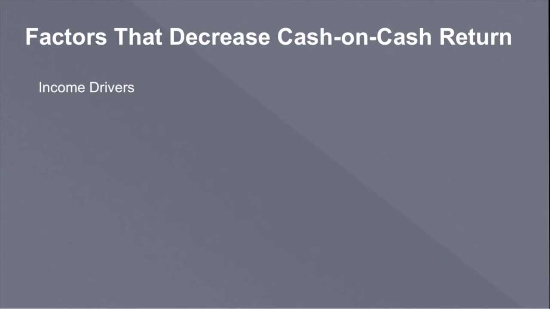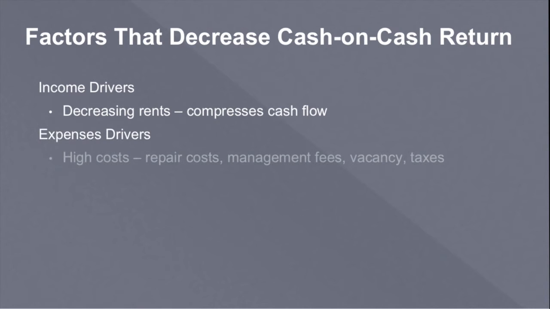Okay, so how does cash on cash return decline? Well, what if rents go down? That's going to compress your cash flow. What if the expenses go up and you have higher repair costs, management fees, higher vacancy, higher property taxes? In many areas, property taxes change. What about insurance cost? That's not listed on the screen here, but that's another one that can really impact you. What if you have an insurance claim and say you have to argue and fight with the insurance company to get them to pay the claim? There are costs like that you have to be conscious of as an investor.